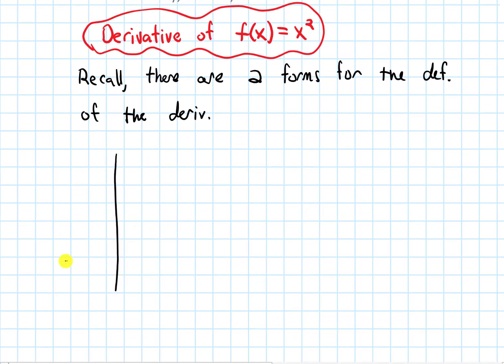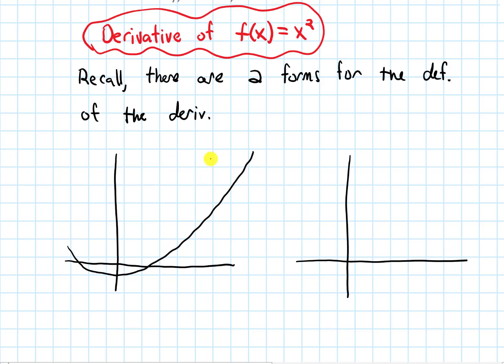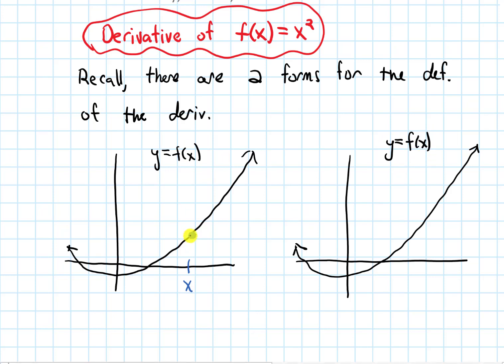So I'm going to draw some axes. I'm going to draw some axes here as well. And then I'm going to draw a graph. So let me just make my graph kind of curve upwards like this. And then I'll draw the same general shape. Okay. And in this first graph, I'm going to label this x coordinate. I'm going to call this x, and I'm going to label the point on the graph there. So if this is y equals f of x, and same thing here, I'm going to say this is y equals f of x, then at that point, I can label it, its coordinates are going to be x comma f of x.